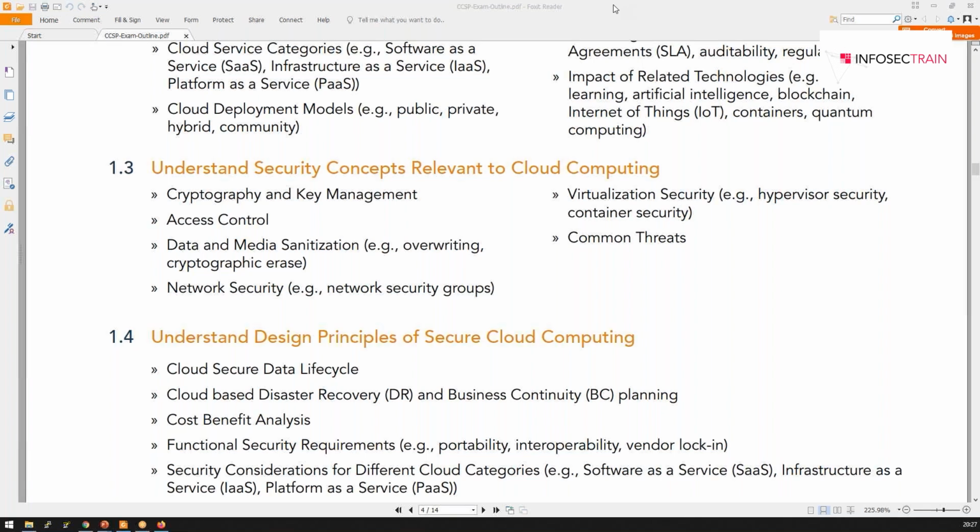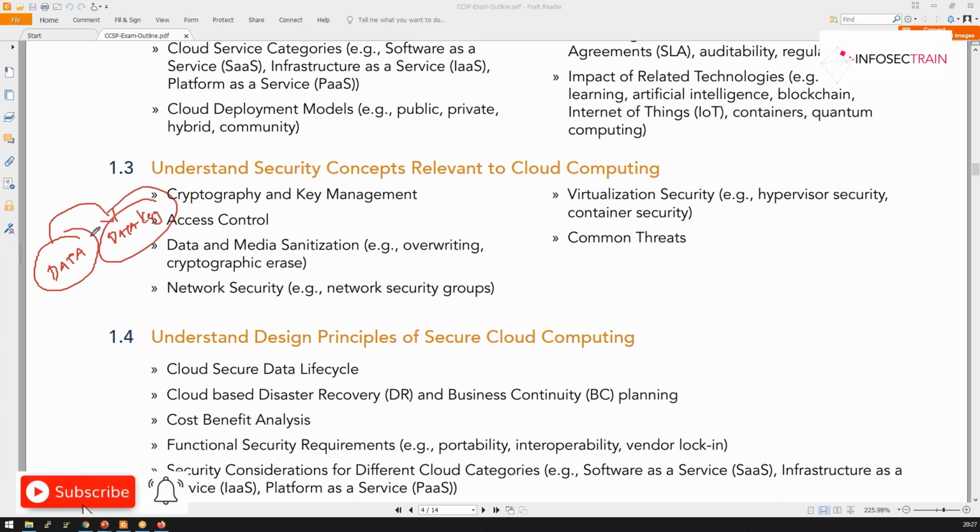Let me show you an example here. You have data, and the data is encrypted with something called a data key. We are encrypting this data with a data key file. This is a key file. This data is encrypted with the help of a data key file, and this data key file is encrypted with the help of a master key file.